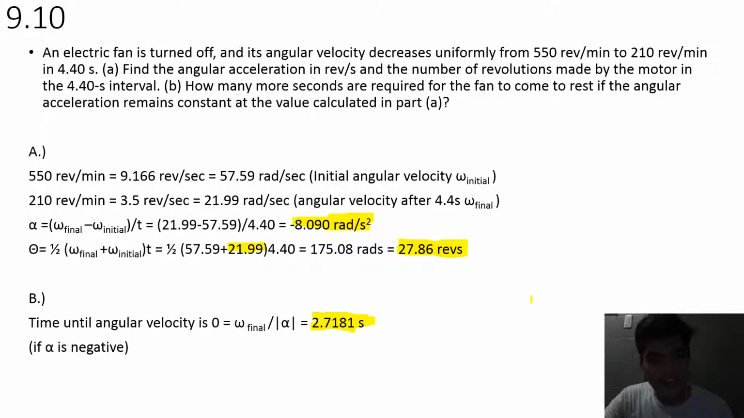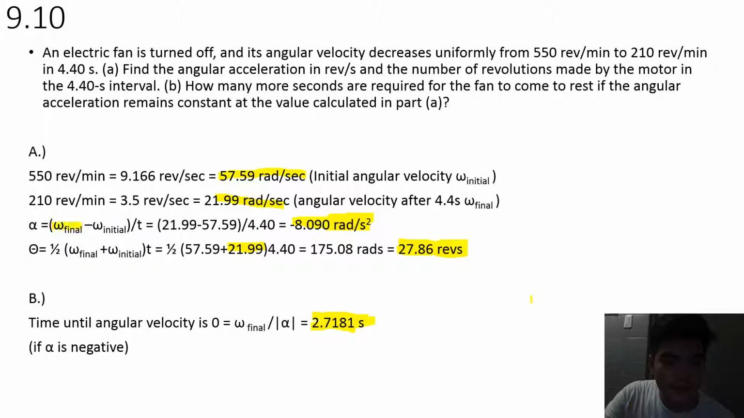So A. Find the angular acceleration. First, in order to do this, we must convert the revs per minute to rads per second. So 550 revs per minute, our initial angular velocity, will become 57.59 rads per second. And 210 revs per minute, our angular velocity after the 4.4 seconds, will become 21.9 rads per second.